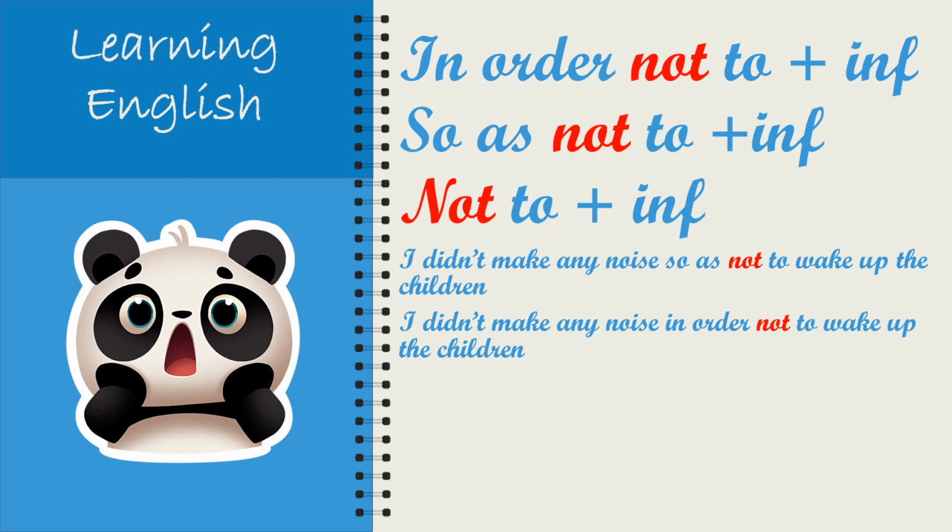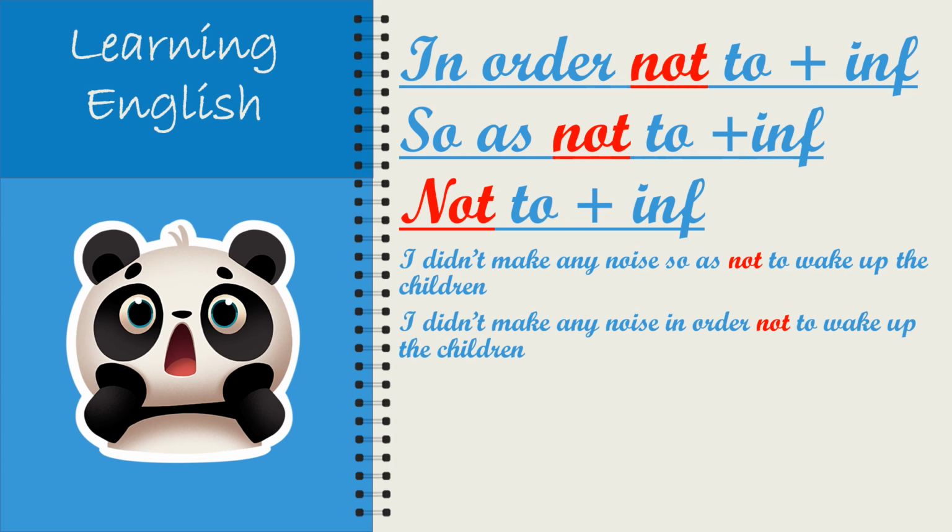As you can see, all these structures can be in negative to express a negative purpose. In order not to, so as not to, not to. Here we have some examples. I didn't make any noise so as not to wake up the children. I didn't make any noise in order not to wake up the children.